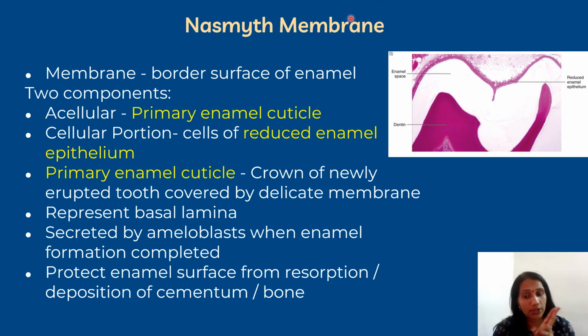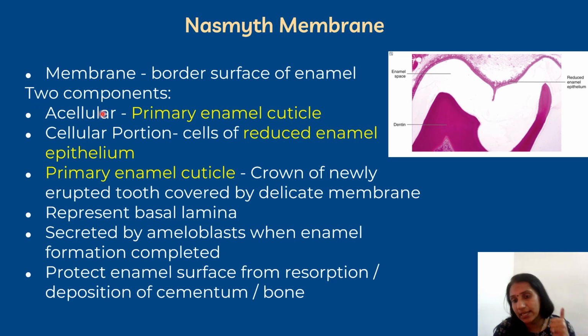Then we came across another thing which is formed on the surface, called Nasmyth's membrane. This is a membrane, or a complete organic matter, present on the surface of the enamel. It is a membrane which covers a newly formed or newly erupted enamel crown, to protect the enamel. So it borders the surface of enamel and it is made up of two components.